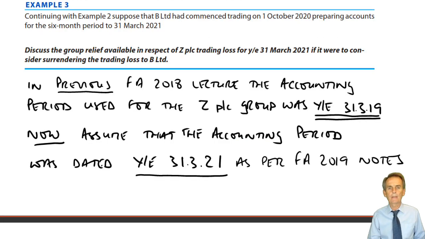Well, we'll return briefly now to the FA 2019 material, as when we look at these problems in group relief of non-coterminous accounting period ends, it is all about dates. And of course the difference between the FA 2018 and FA 2019 notes is simply that the dates are different.